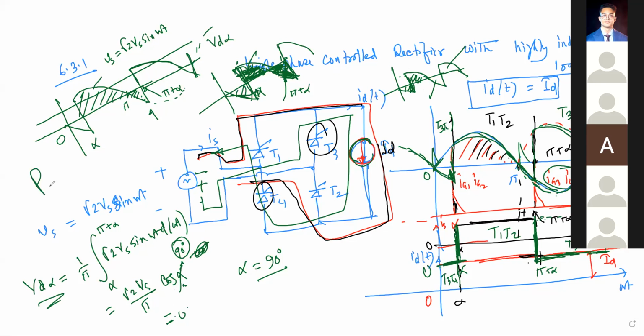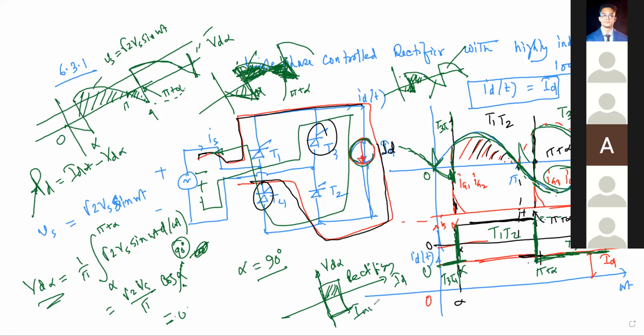If the output voltage ID is constant and your voltage VD alpha is negative, then this power PD will be negative. We have already told you we can operate our thyristor controlled rectifier in two modes of operation. This is your rectifying mode, and this is your inversion mode. Can you remember from the last class? Your voltage is negative, but the current is always positive, so you will feed the power back to the input again. You can do that. This is the inversion mode of operation. We shall study this later, inshallah.